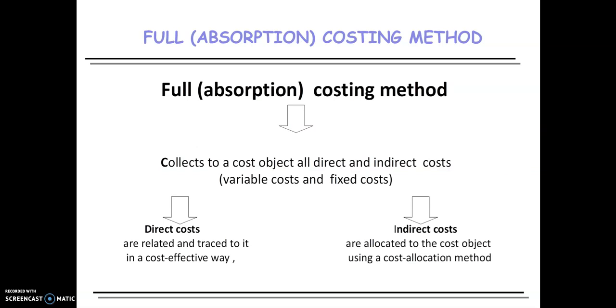Full costing method collects to a cost object all direct and indirect costs, variable costs and fixed costs. Direct costs are related and traced to it in a cost-effective way. Indirect costs are allocated to the cost object using a cost allocation method.